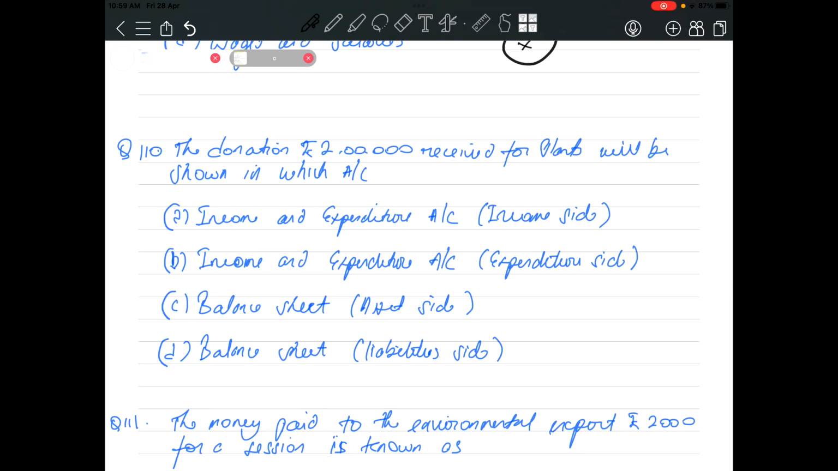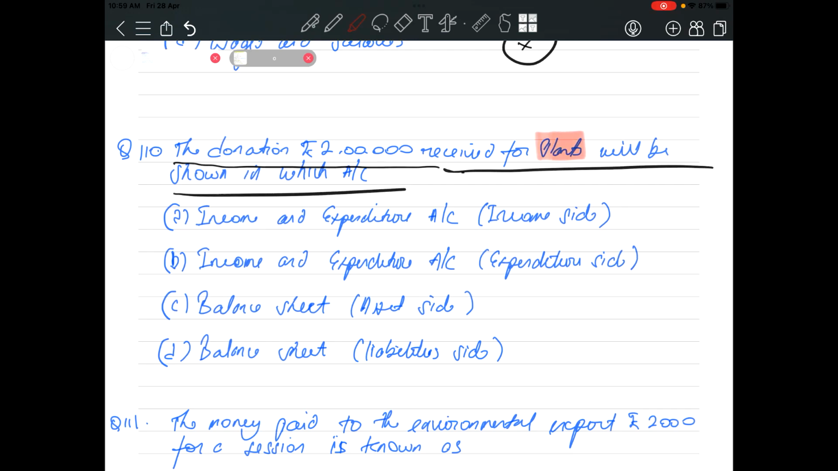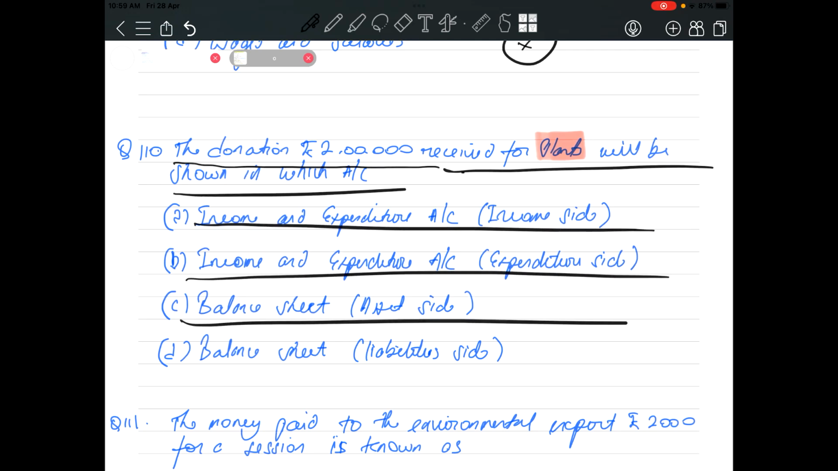Now let's move to question number 110. What is the question saying? The donation of rupees 2 lakh received for plant will be shown in which account? I have told you this will be a specific donation. We are receiving it for constructing a plant, so it will be a capital receipt and it will go to the liability side of the balance sheet. We don't have to even see the options. Income and expenditure account, no. Income and expenditure account, expense side, no. Balance sheet, asset side, no. So the right answer is balance sheet, liability side. It is a capital receipt, so it will go to the liability side of the balance sheet. Done and easy.